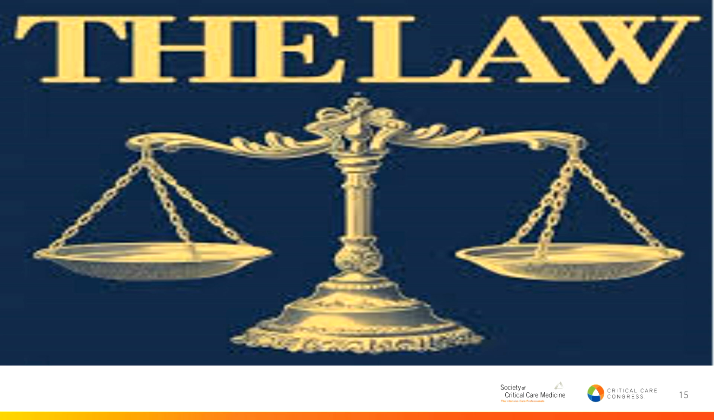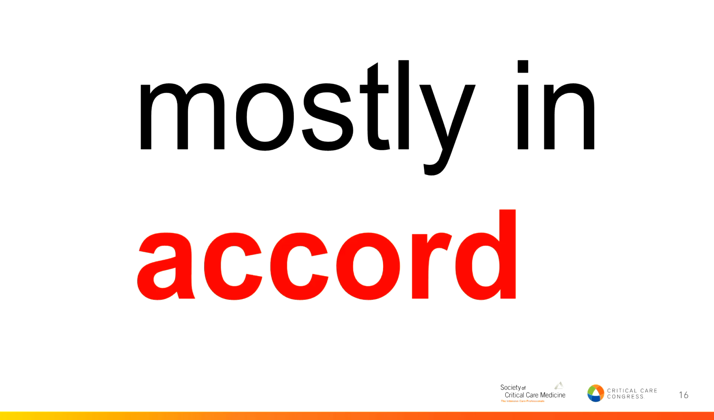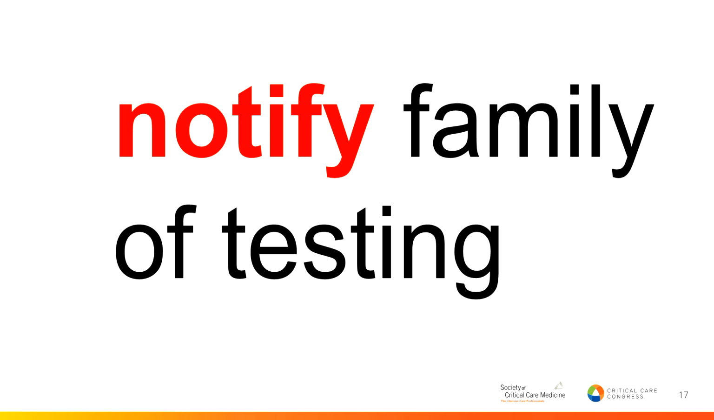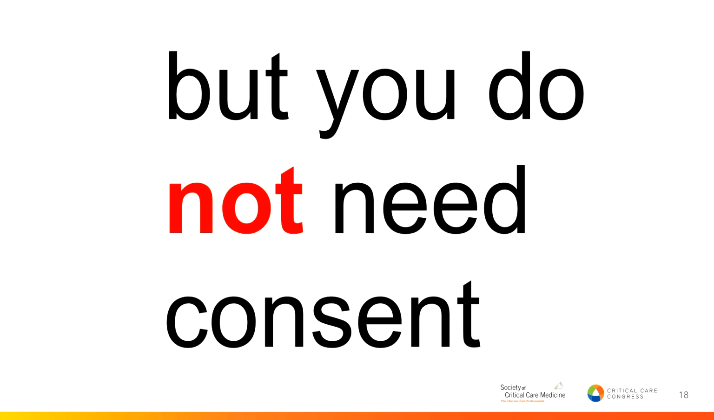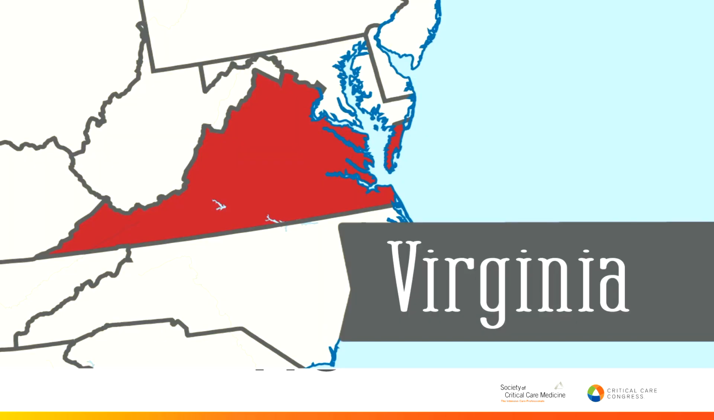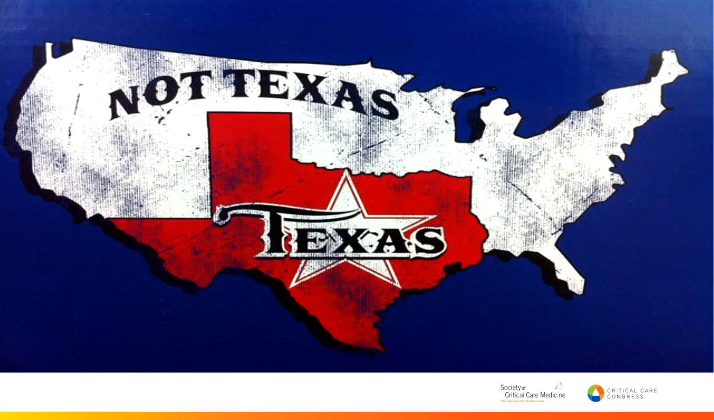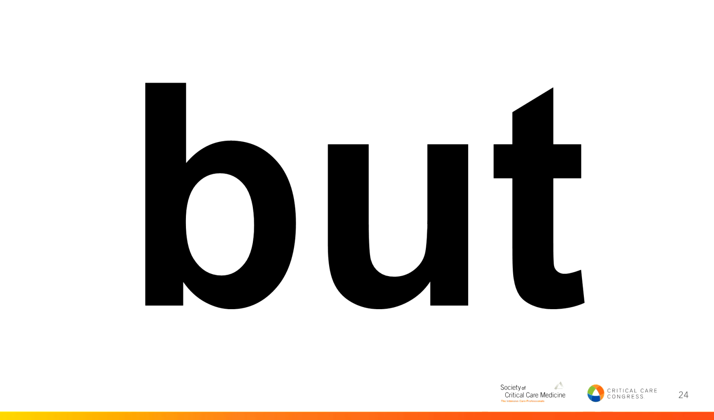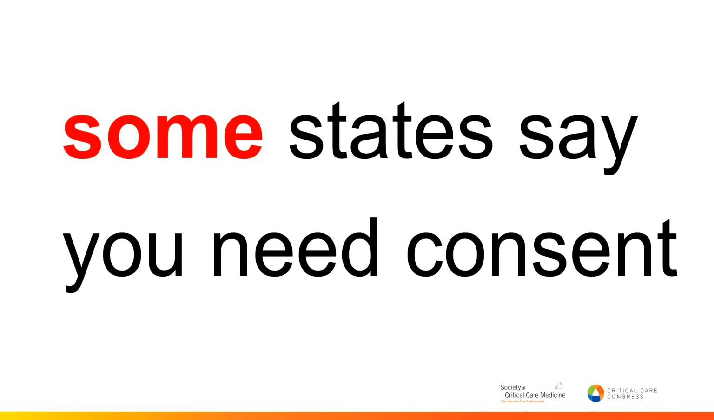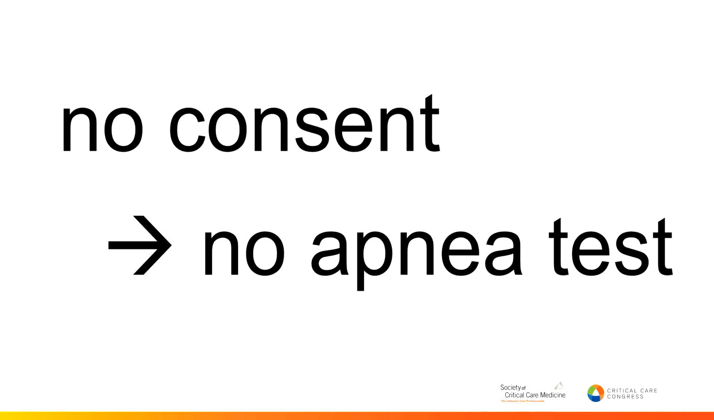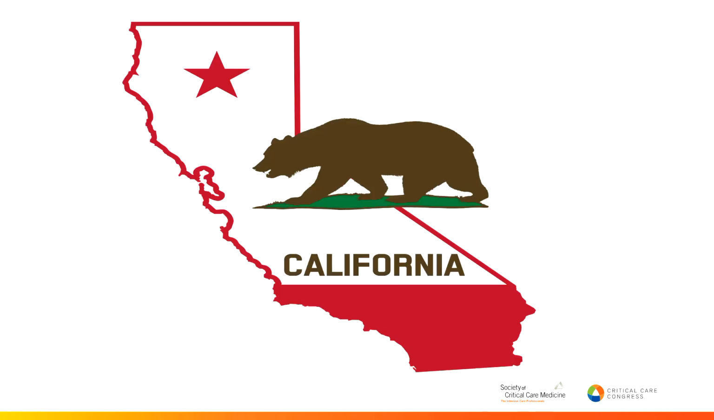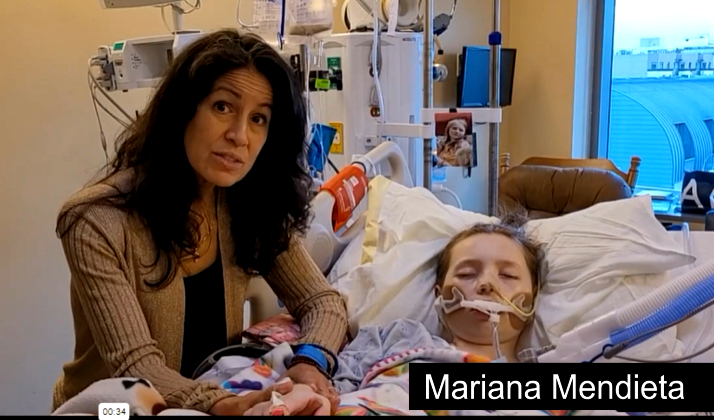The law is mostly in accord with that. It says generally you should notify the family about the testing, but you don't need consent. So this has been recently confirmed in Virginia, in Nevada, in New York, in Georgia, and in Texas. But some states say that you do need consent for brain death testing. So if you don't get consent, then you can't do the testing. So in California, the courts have issued a number of injunctions in this case, and more recently in this case.